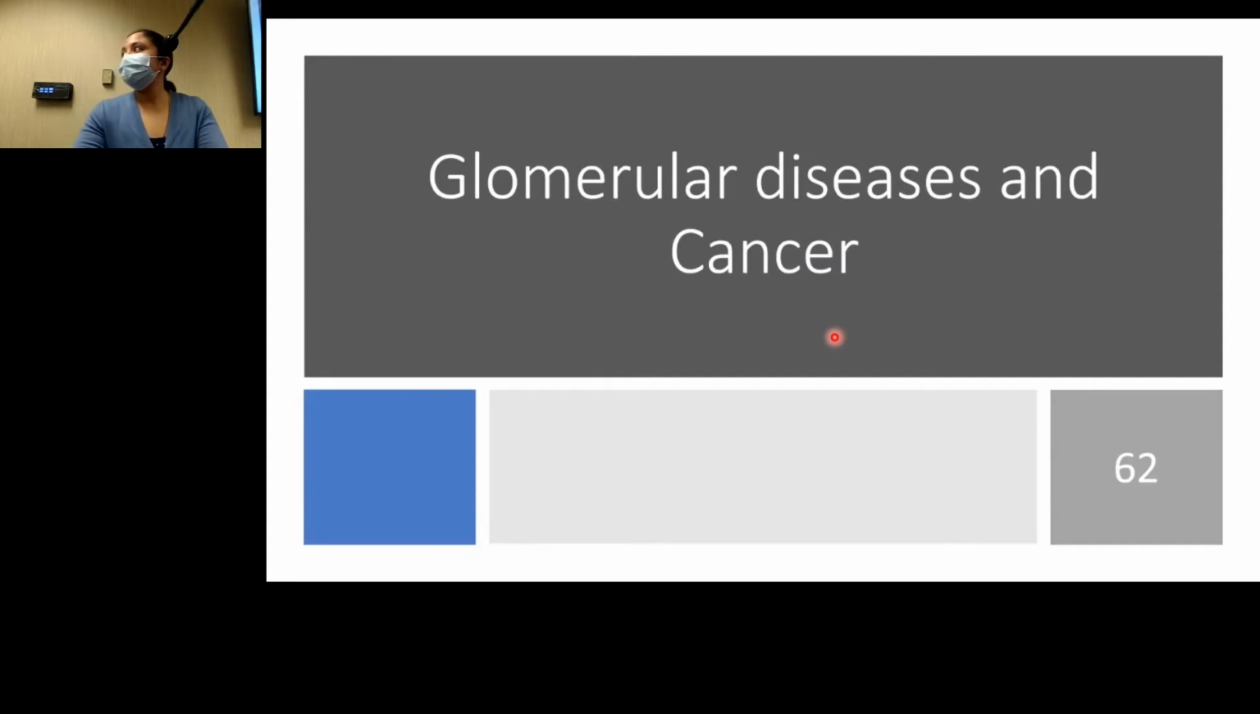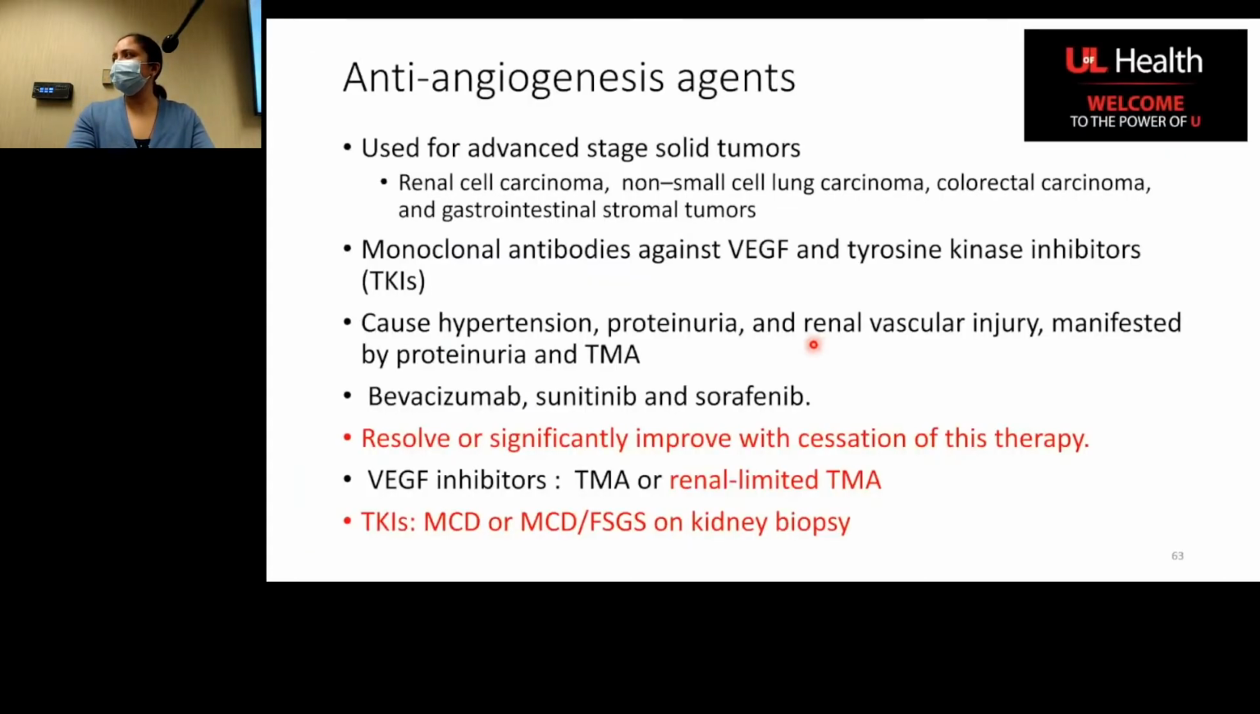Glomerular diseases, very briefly, just some of the important ones. VEGF inhibitors, as I mentioned, cause podocytopathy and also renal limited thrombotic microangiopathy. But a good thing is they resolve once the treatment is stopped.